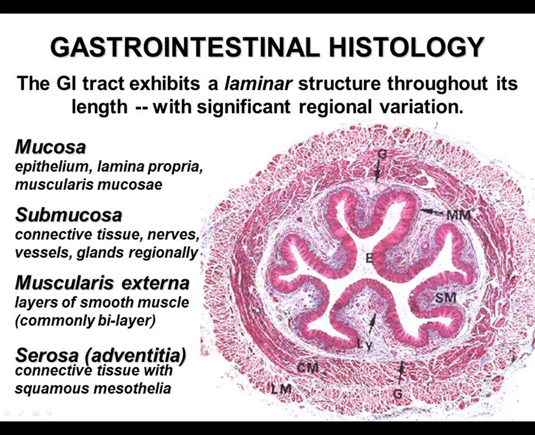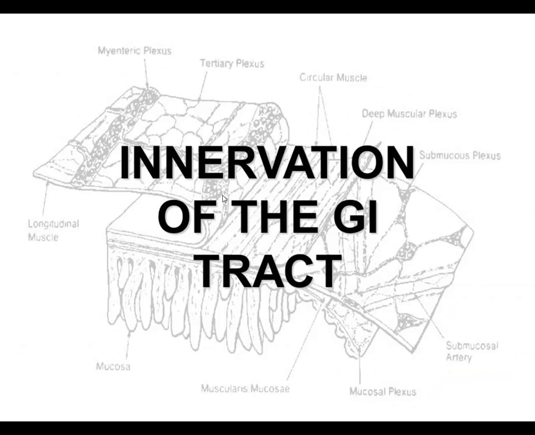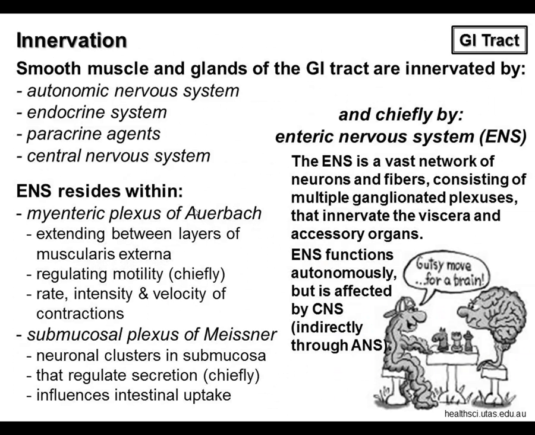Under that, or outside that rather, we will have the muscularis externa, and generally we have 2 layers, inner circular, outer longitudinal, and then finally we will have either the serosa or the adventitia. If the tract is covered with peritoneum, then we will call it serosa. If it's not covered with peritoneum, then we will call it adventitia. Sounds good? So we move on to the innervation of the GI tract.